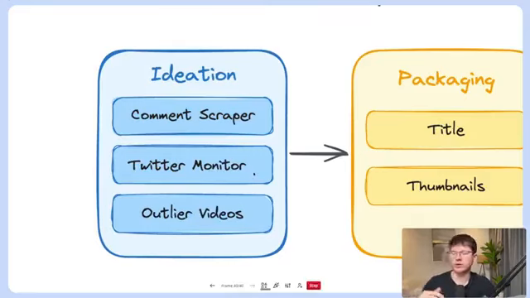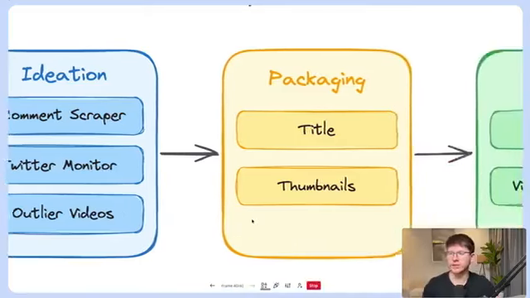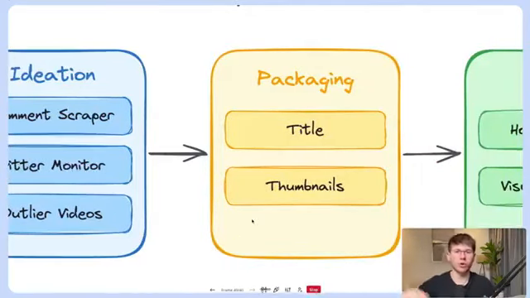Twitter monitoring is where it's going to the actual Twitter profile. It's extracting all the tweets and gives me ideas. And outlier videos is the videos that have gone well for other channels. Why have they gone well, and how can we apply the same idea to my channel?